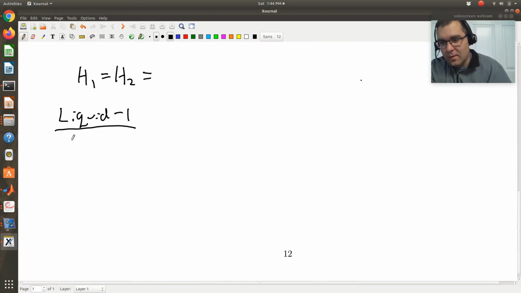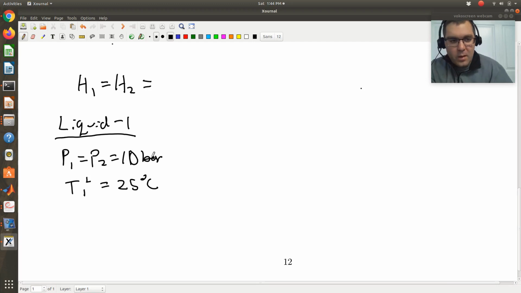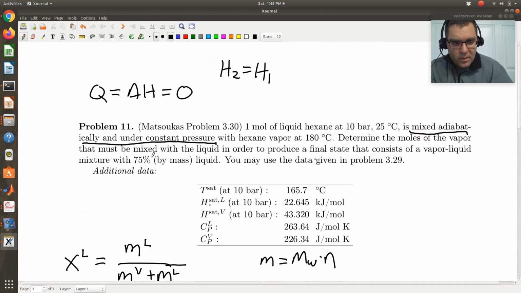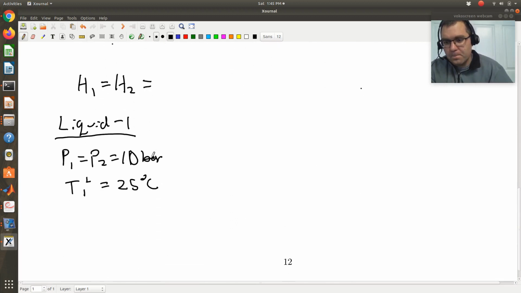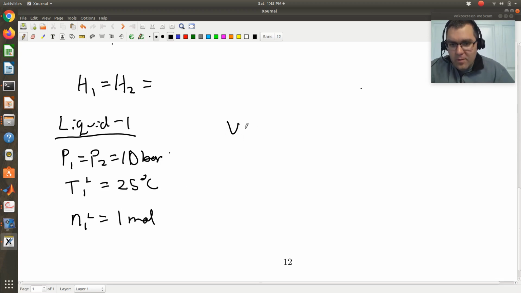So our P1 is equal to P2 is equal to 10 bar. Our temperature of this liquid is 25 degrees C. And I believe we're told we have 1 mole. We have 1 mole. All right, and then I'm going to have some vapor.